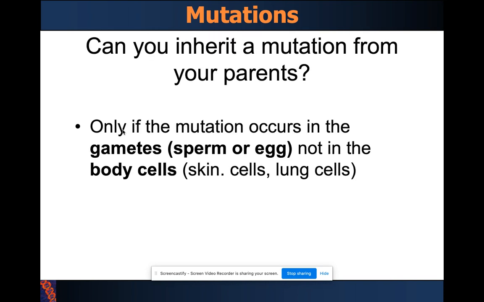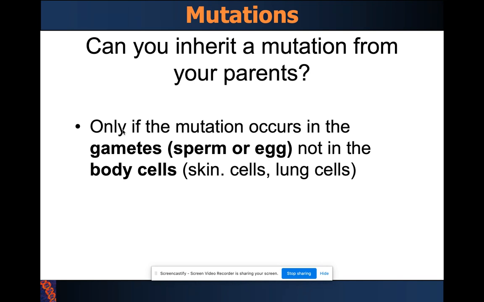All right, another important question. Can you receive a mutation from your parents? And the answer is yes, but it must be in their gametes. After all, your parents made you with their sperm and egg, respectively. And if the mutation is found in those sex cells, you can actually get that mutation. It happens. And I'll give you some examples.